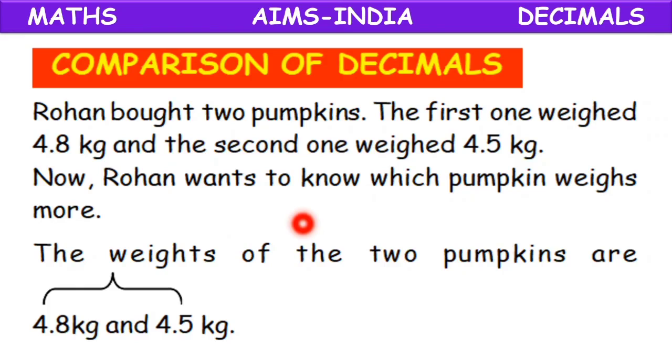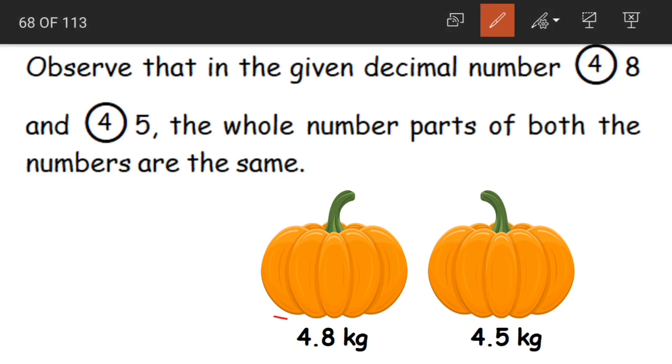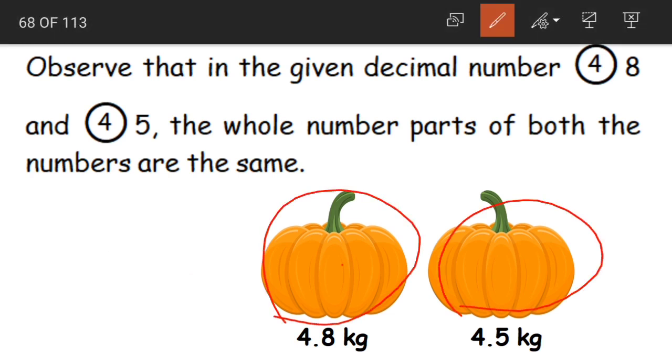If you look at the example problem here, Rohan bought 2 pumpkins. The first one weighed 4.8 kgs and the second one weighed 4.5 kgs. Now Rohan wants to know which pumpkin weighs more. The weights of the 2 pumpkins are 4.8 and 4.5 kgs. Are you looking at this pumpkin, children? Yes. So the weight of the first one was 4.8 kgs and the weight of the second one was 4.5 kgs. Now Rohan wants to know which is the heavier pumpkin. That means which pumpkin's weight is more.